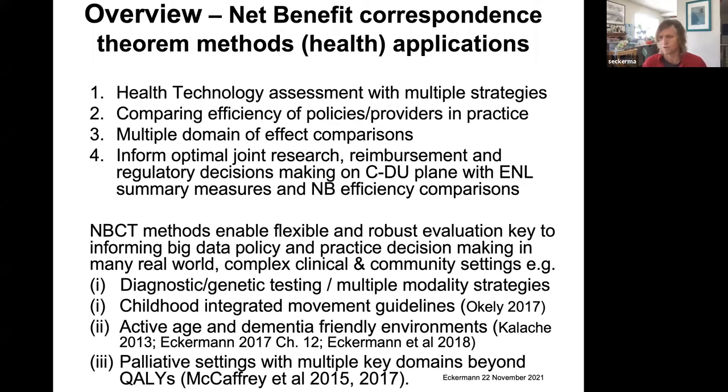in many settings where you need them, where you have real world complex settings. An example of those, you could think of things like diagnostic and genetic testing and multiple modality settings where you need to look at multiple strategies in comparison. And also in many settings where you have health promotion evaluation. So there's things like child and integrated movement guidelines, which combine sleep, sedentary behavior, physical activity. Whenever you're looking at things like age and dementia friendly environments, you're always wanting to look at multiple strategies, but actually also multiple domains. And in palliative settings where you always have multiple domains beyond survival and things which can't be integrated with survival, such as finalizing affairs, being the place that they want to be to die, and being with the community they want to be with.